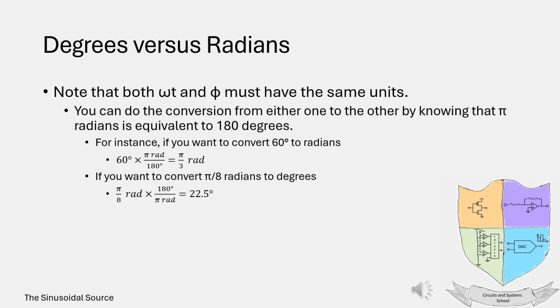We may often see the phase angle expressed in degrees, but note that when doing the calculations, both omega t and the phase angle must be in the same units. We can easily convert between the two units by knowing that pi radians is equivalent to 180 degrees. 2 examples are given here for converting from degrees to radians and vice versa.